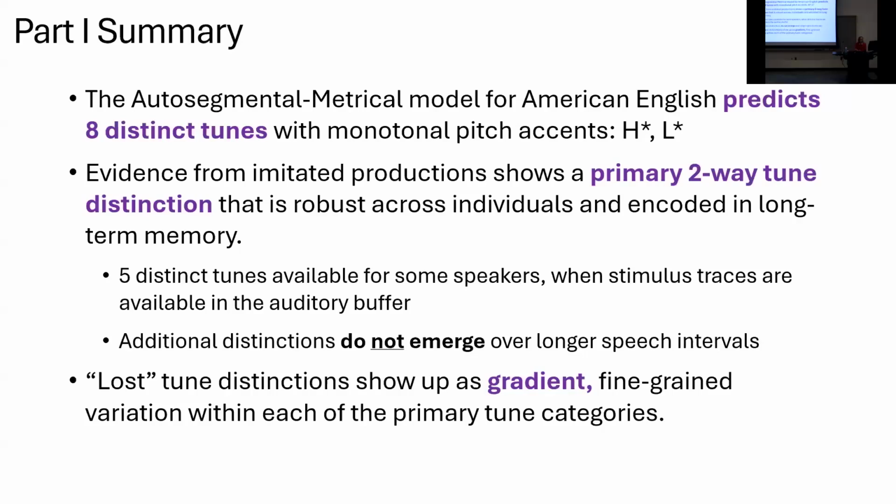Okay, so these findings raise questions about intonational meaning. Namely, are there primary and secondary distinctions in pragmatic meaning corresponding to the distinctions that we found between 2 primary tunes, a high rising and a low falling? And does the gradient variation that we observe within these tune categories also license gradient distinctions in pragmatic meaning or distinctions in pragmatic meaning along different meaning dimensions?